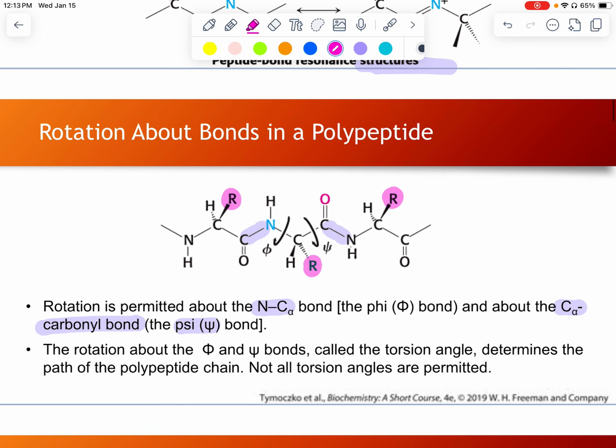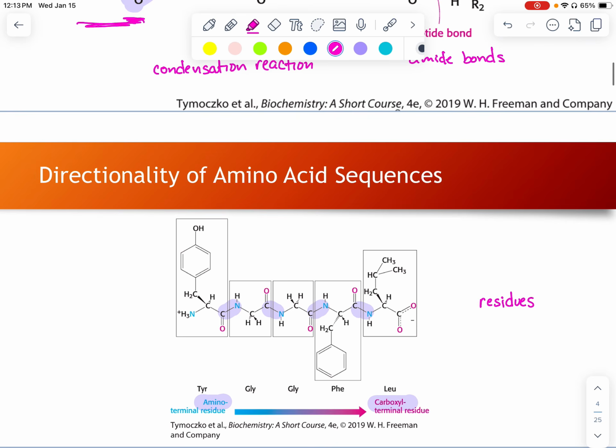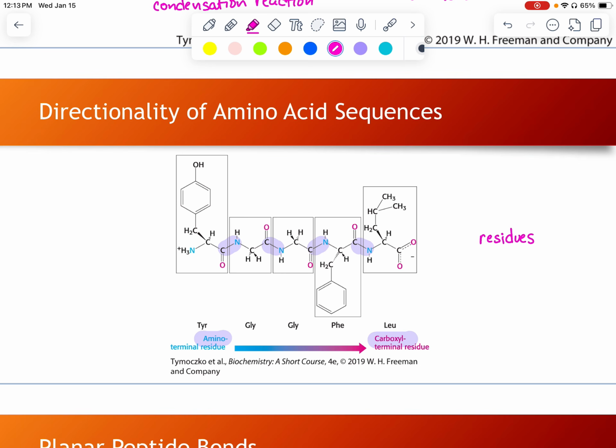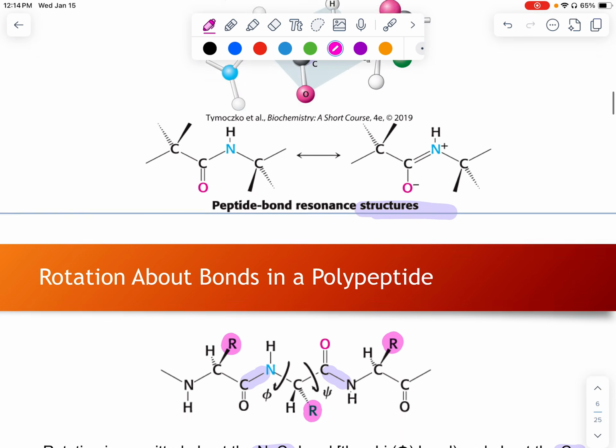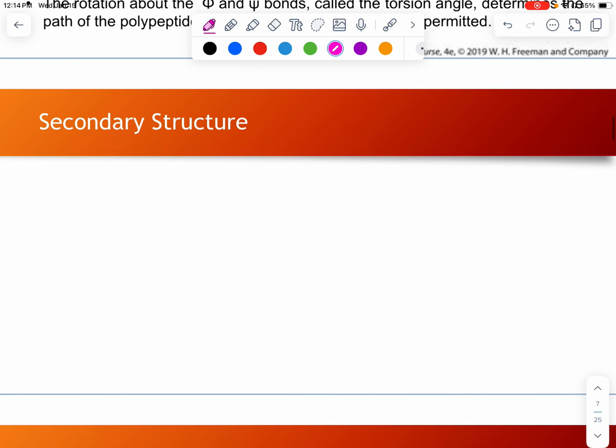Okay, so primary structure. So the primary structure is just the amino acid sequence. What order are those amino acids bonded together in? Once we have that, we can start thinking about the secondary structure. So the secondary structure is the three-dimensional structure formed by the hydrogen bonds between the backbone.